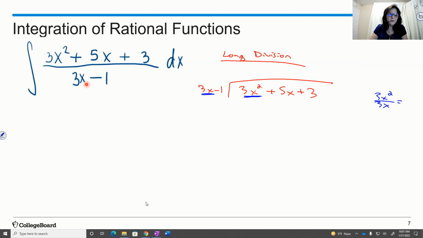And that leaves you with what? X, right? So I'm going to write x up here. That's my first thing. X goes on top. Then I multiply this times both of these, right underneath. So this becomes 3x squared minus x.